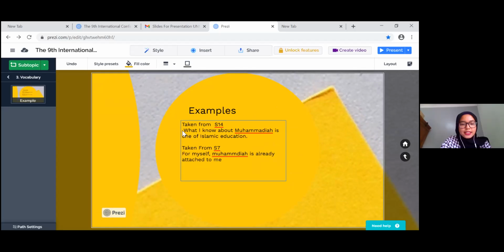Okay. It is taken from student 14. What I know about Muhammadiyah is one is an Islamic education, and then for myself, it should be for me. Muhammadiyah is already attached to me.